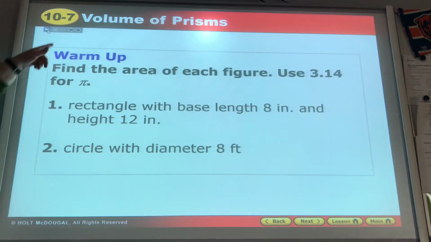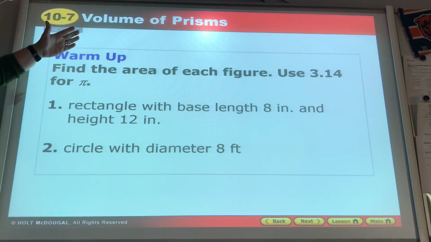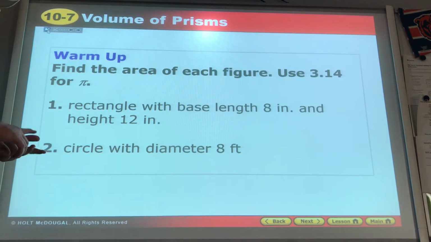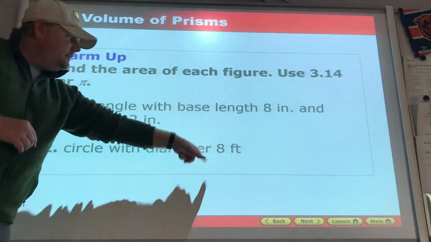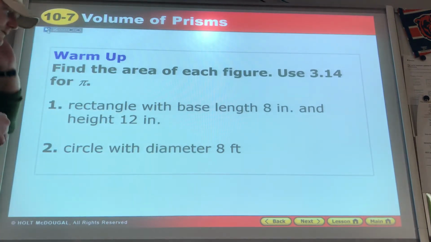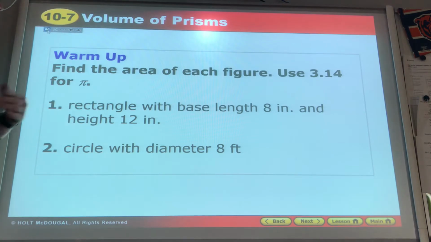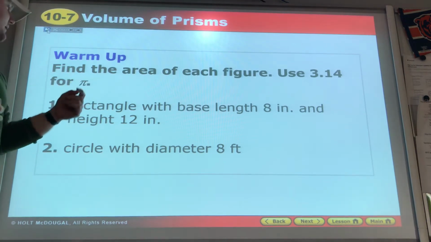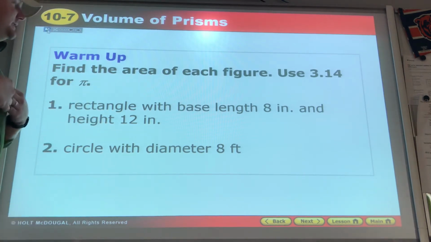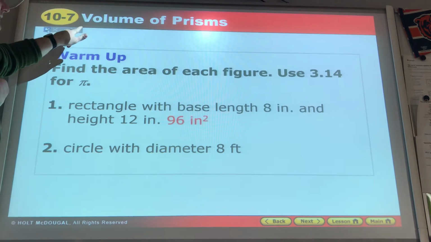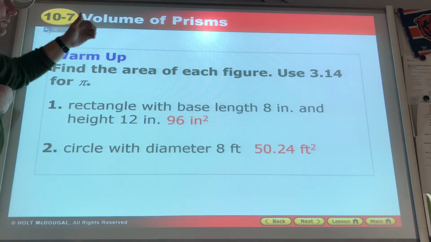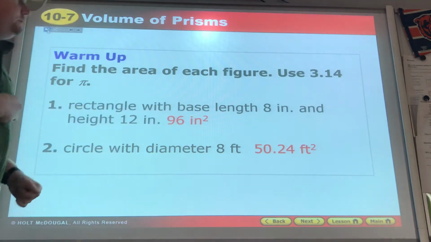For pi, we've done all this. It is probably good to remember it. Remember, it's pi r squared. So if they give us diameter, cut that in half and get 4 times 3.14, which is pi. For number 2, a rectangle with a base length of 8 and a height of 12. To get the area for that, it is 12 times 8. So we have 96, and 4 times 3.14, which is 50.24.